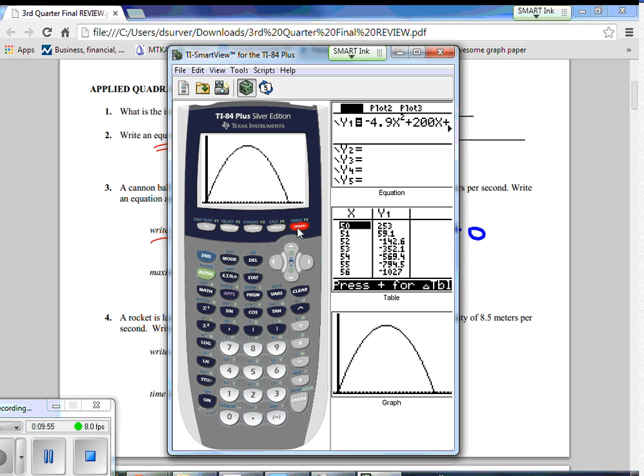Okay, but how do I find the max? That's the top there. I go second, calculate maximum. Now, can you see why this part of the test takes you a long time? I've been farting around for so long just to get my calculator ready to go. Now I got to go left boundary, just get to the left of the top. Right boundary, I go to the right of the top. And then last is guess, and I get right on top of it, and I hit enter.